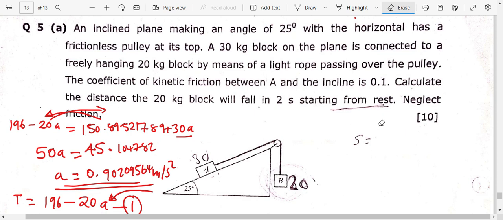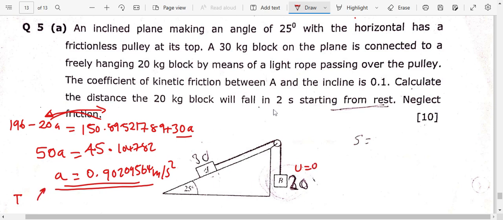So since this question is asking, now that we have found the acceleration, we can calculate the distance the 20 kg block will fall in 2 seconds from rest, meaning that it is coming from an initial velocity of 0. And we know its acceleration is 0.9. We know the time it will take is 2 seconds, but we want the distance it is going to fall. That is the height. Let me say 2as is equal to v squared. Again, I'll not use this equation because we don't have the final velocity in this problem.